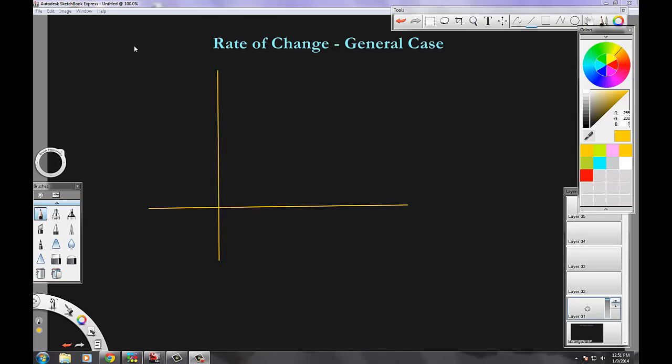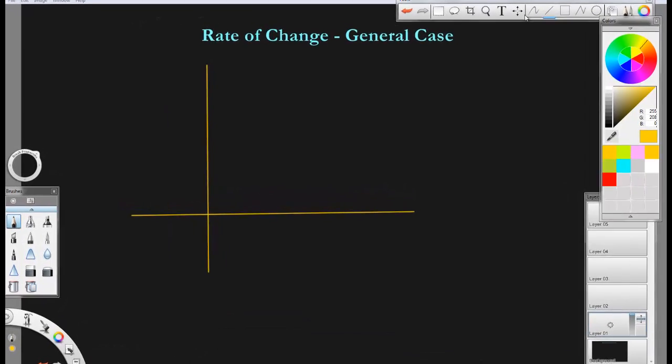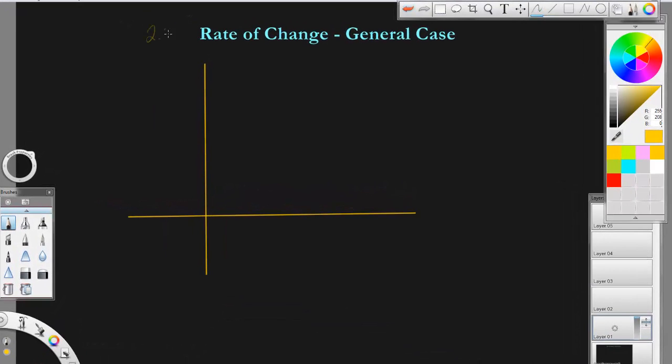Hello there. Yesterday we talked about rates of change, and today we're going to continue that. This is 2.4 in our books, 2.4. But this time we're going to look at it in the general case and figure out what a derivative is and the slope of the tangent line and all that stuff in the general case.